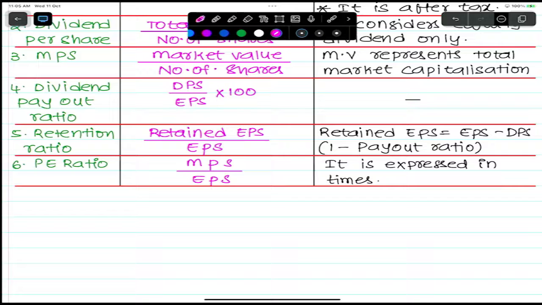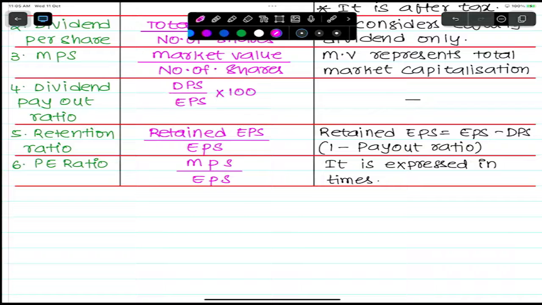Market capitalization means market value. One share means MPS, market price per share, into total number of shares is called as market capitalization. Total capital value is called as market capitalization. Completed? If you are all completed, we'll be directly starting with the problems now. There are so many problems for us to solve in this chapter. One by one we have to start doing it. Shall we?